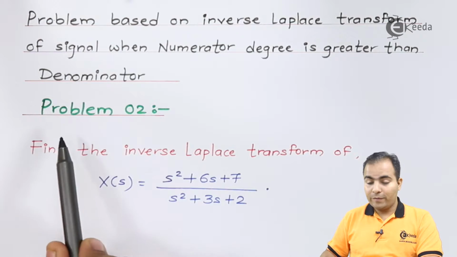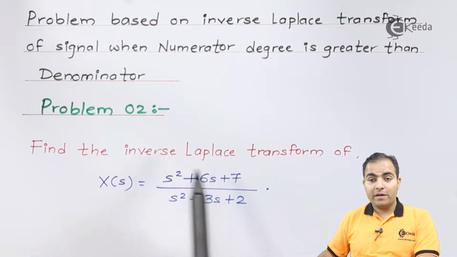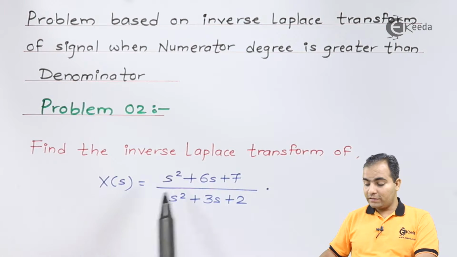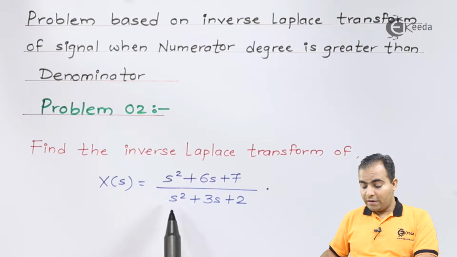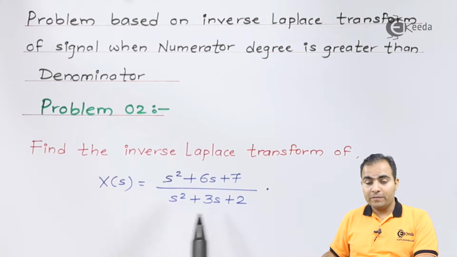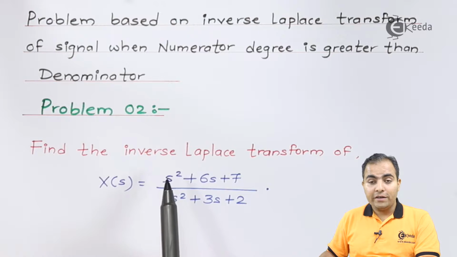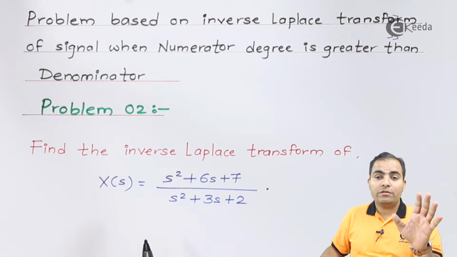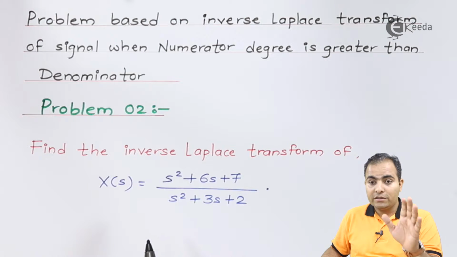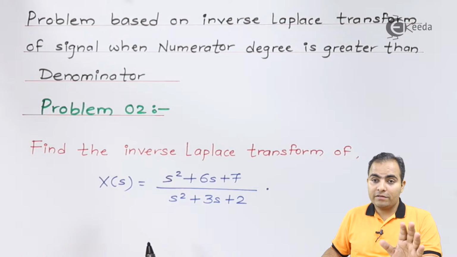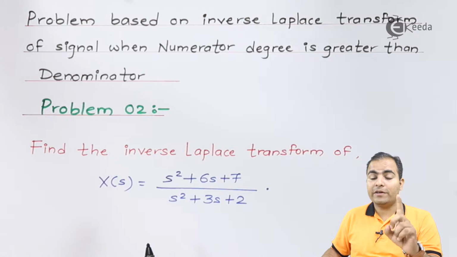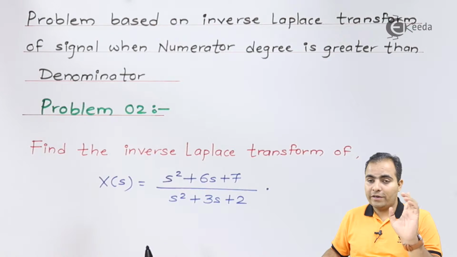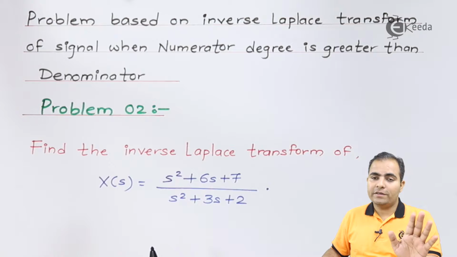Now the problem number 2. The question is: find the inverse Laplace transform of the function where X of s is (s square plus 6s plus 7) and in the denominator we have s square plus 3s plus 2. Now look at here. The degree in the numerator and the degree in the denominator is the same. It is also not accepted. The condition is that before finding the inverse Laplace transform, the degree of the denominator should always be greater than the numerator. But if it is not, then perform the division method.